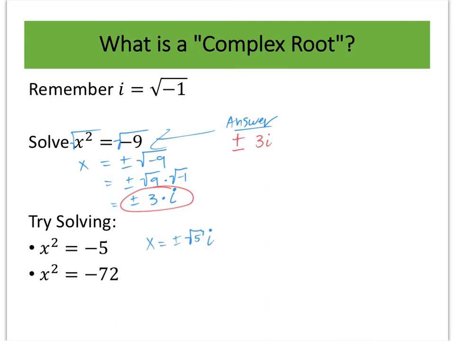So for the first one, we get x equals plus or minus the square root of 5 times i, and the i is not underneath the square root. That's really, really important. But this doesn't simplify anymore, so that's done. Go ahead and make sure that you're trying the other one as well.